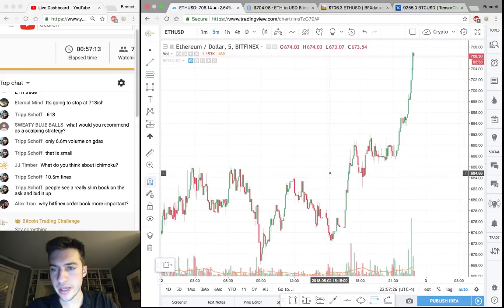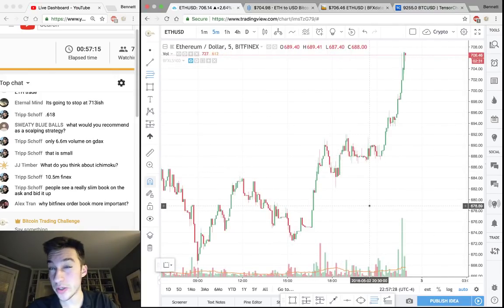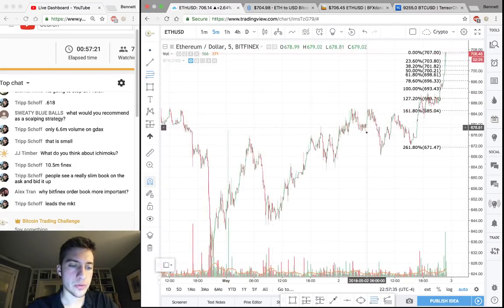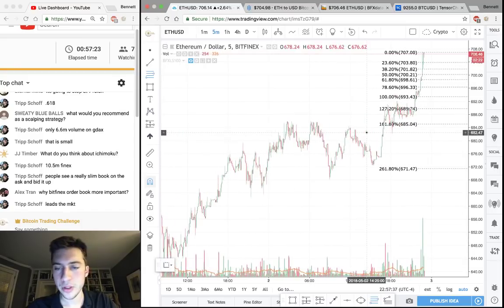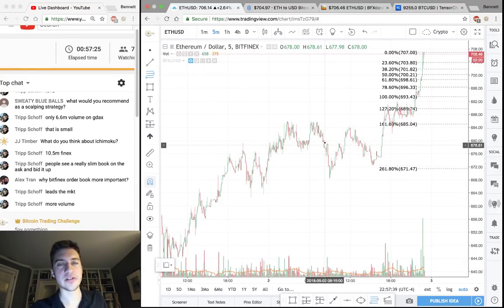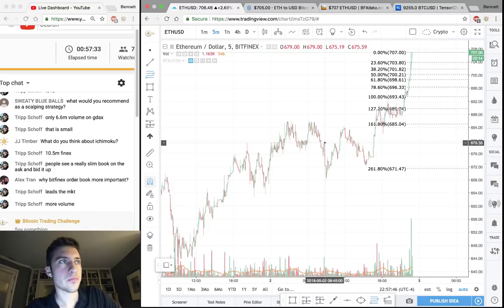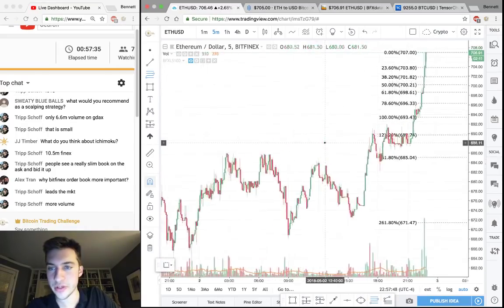Drawing the Fibonacci here is actually kind of tough because there's two main ways you could draw it. You could draw it like this, using minor support up to resistance here. Or you could, well, Bitfinex has more volume, more liquidity. So that's why it's much more important than GDAX, because there's just more activity on that exchange.